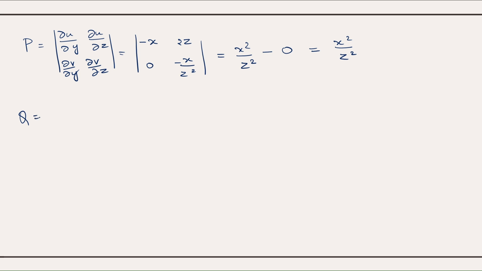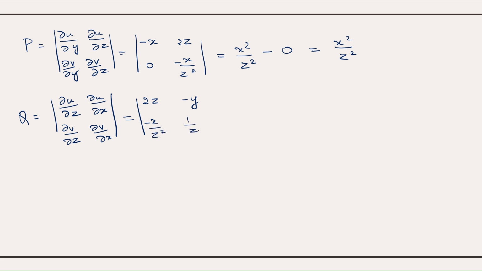Next we have to find capital Q. Capital Q is the determinant of dou u by dou z, dou u by dou x, dou v by dou z, dou v by dou x. Now we substitute the derivatives: this is 2z, this is minus y, this is minus x divided by z square, and this is 1 by z. Now you expand the determinant. So this becomes 2, because 2z into 1 by z gives you 2, minus xy divided by z square.